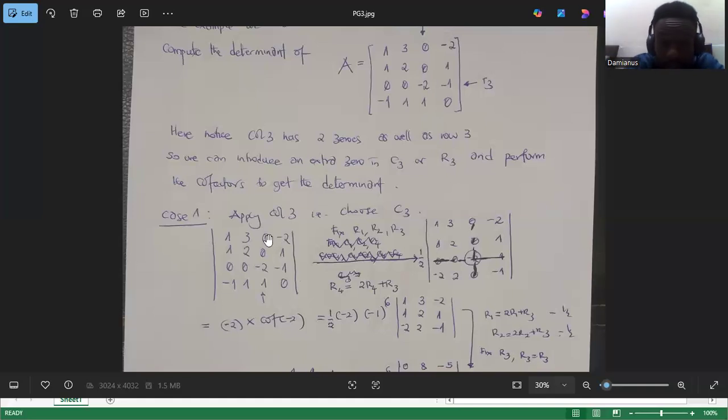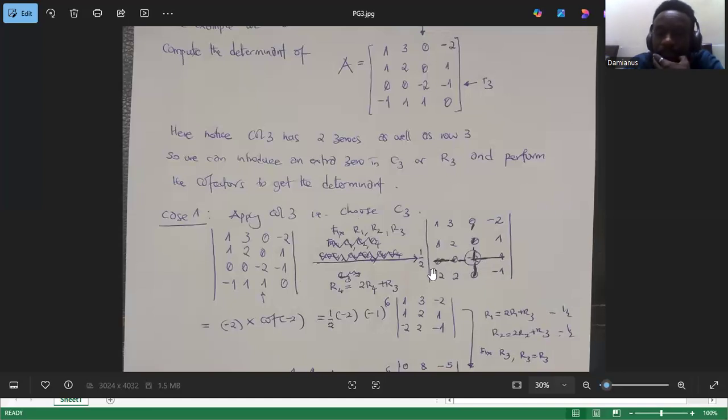So we fix row 1: 1, 3, 0, minus 2. Row 2: 1, 2, 0, 1. We say those ones are fixed. And then row 3, we also keep it, since we're only modifying row 4. So we have 0, 0, minus 2, minus 1. I think it's minus 1.